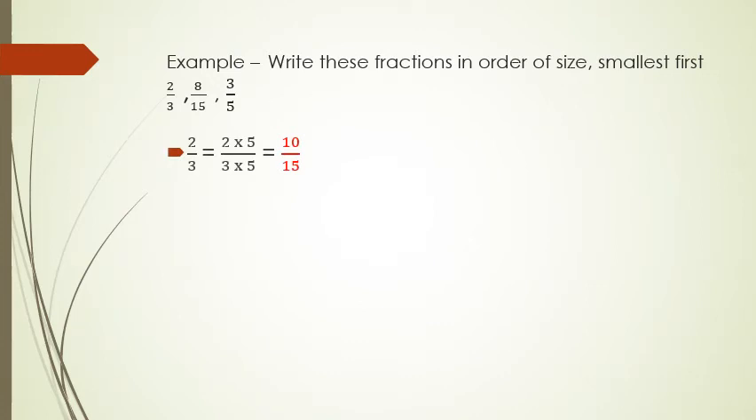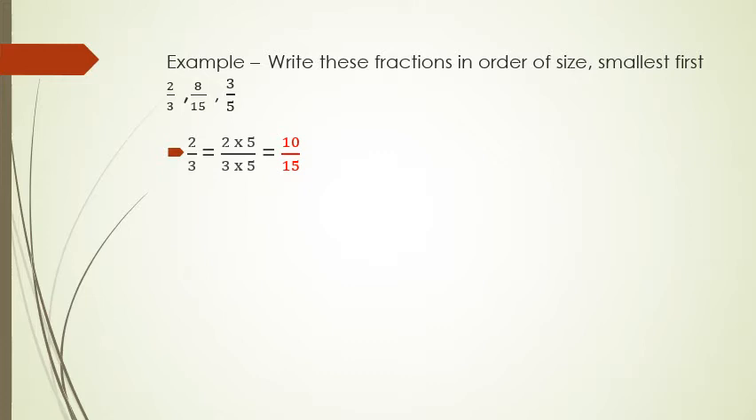Now the fraction 2 by 3. We have to make the denominator 15. 3 multiplied by 5 gives us 15. When we are multiplying the denominator by 5, we have to do the same for the numerator also. And when we are multiplying both the numerator and denominator by 5, we are getting the answer as 10 by 15.